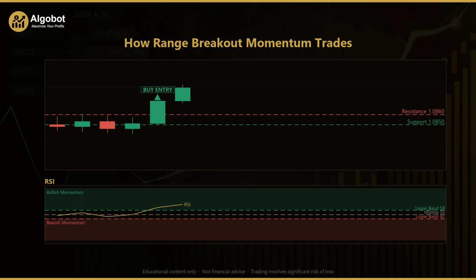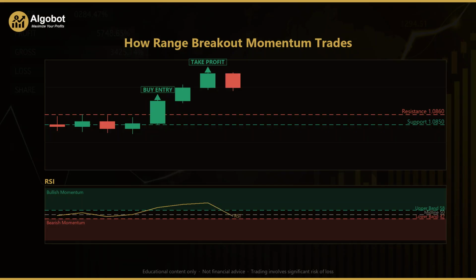Then watch the breakout candle. Price surges, and this bar closes firmly above the resistance line, clearing it by more than the ATR buffer. At the very same moment, look at the RSI. It jumps up and crosses above the 58 band. Now both conditions agree, a genuine breakout and momentum confirming the same direction. That's where the buy entry marker appears.